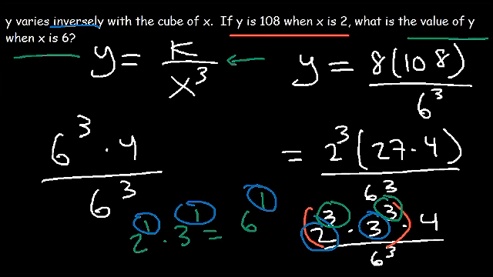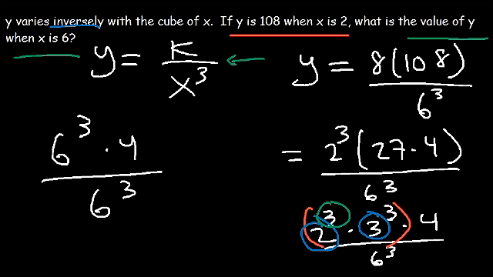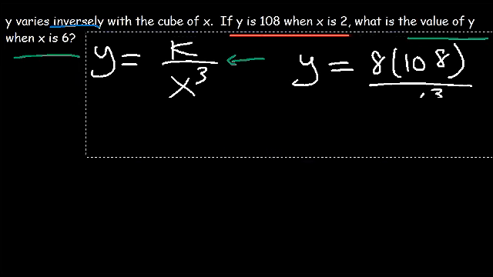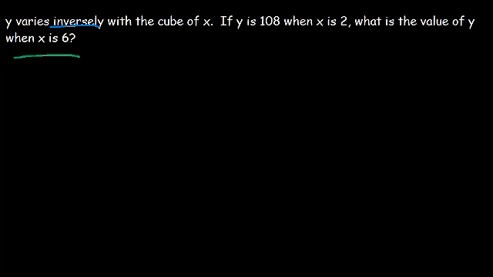So 2 to the third times 3 to the third is 6 to the third, which means we can cancel 6 to the third. So the answer is 4, which is what we had in the beginning. Now you can use your calculator, but some of you out there may have to do these problems without a calculator, so I've chosen to do that as well.